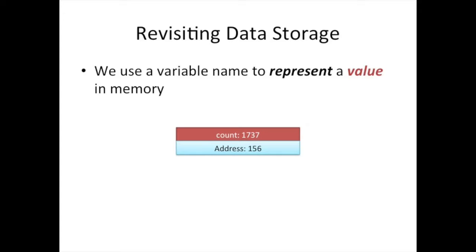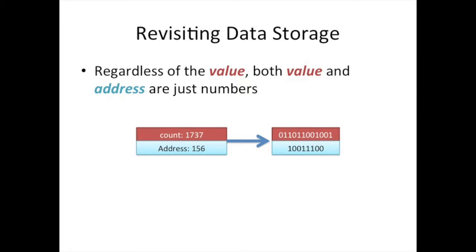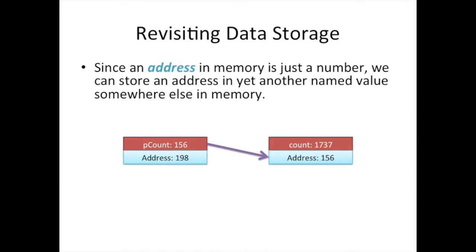And so in memory, as we know, regardless of what your value is, regardless of if it's a number or a string or whatever, it's going to eventually get represented as some combination of bits, right? And so basically numbers again. And the address is also a number. So wouldn't it be nice to be able to get the address, that number, where your variable and your value is in memory, and also possibly store that in yet another variable?